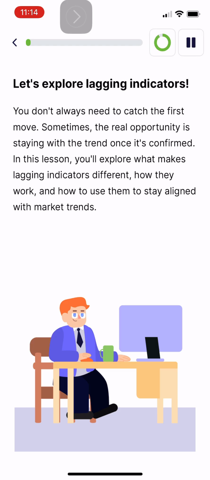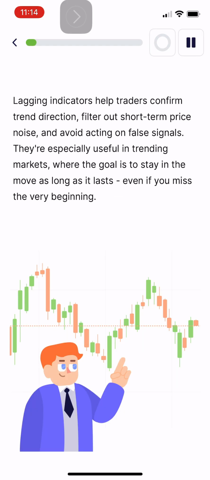Lagging indicators help traders confirm trend direction, filter out short-term price noise, and avoid acting on false signals. They're especially useful in trending markets, where the goal is to stay in the move as long as it lasts, even if you miss the very beginning.